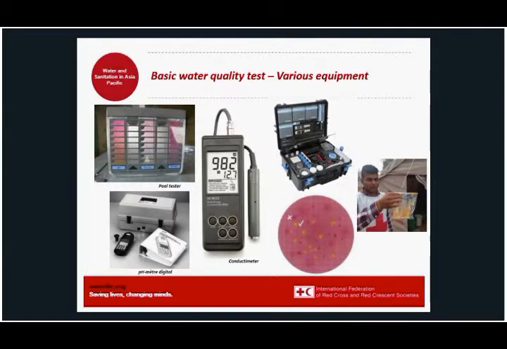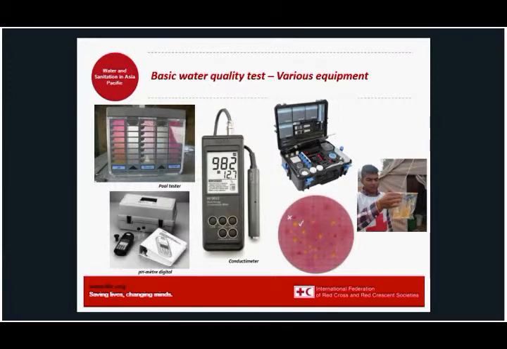So here we have some pictures of various water quality testing equipment. We have a mixture of manual testing as well as digital testing. On the top left you have a pool tester, which is testing for pH as well as free residual chlorine. On the bottom left you have a digital pH meter. In the middle you have a digital conductivity meter, which is measuring the salinity. The top right is a full kit. It's a field lab kit, and it can test all different parameters.